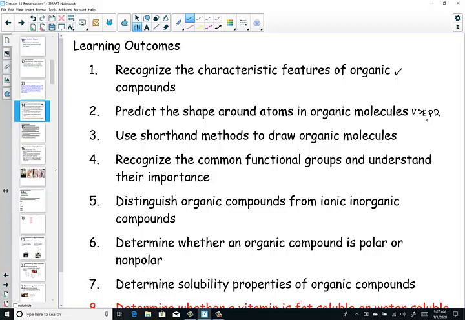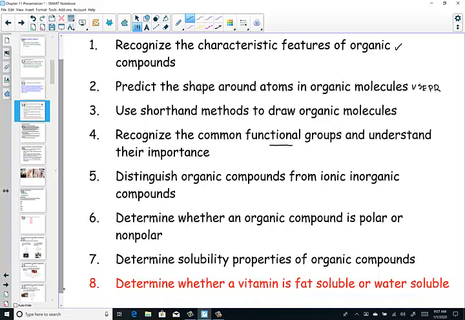We'll practice writing shorthand methods for drawing organic molecules. We'll recognize those functional groups and understand their importance. We'll distinguish organic from inorganic compounds. We'll have to determine if organic compounds are polar or nonpolar, and determine the solubility properties of organic compounds. Just remember that, generally speaking, likes dissolve likes, and we'll review polar with polar, nonpolar with nonpolar, but never the two shall meet. And then the last one, of course, is going to be a reading assignment from your text. You'll read to determine about vitamins being fat or water soluble.